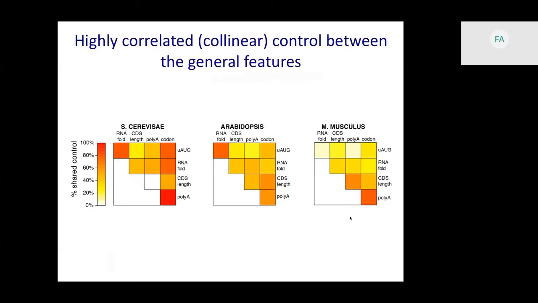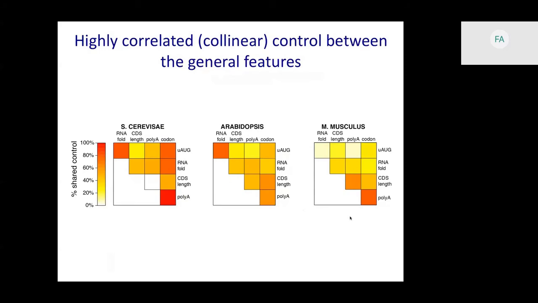But in addition, here we formally quantitated the correlation in control between pairs of features. And so this little red heat map here shows you that the degree of control by RNA folding in S. cerevisiae is highly correlated with control by upstream AUGs. The degree of their control correlation is about 60%.